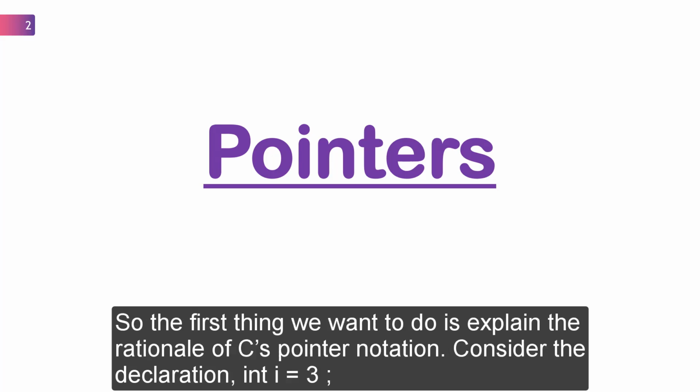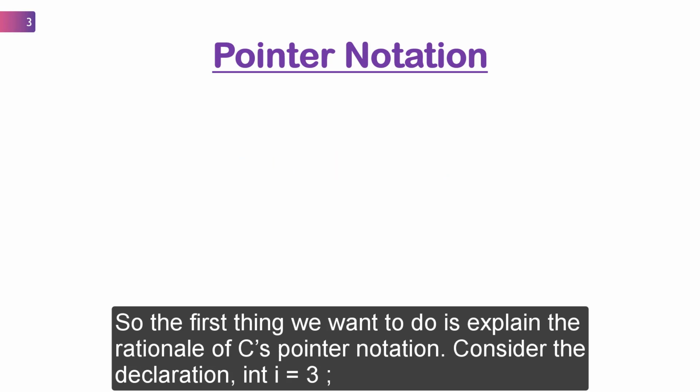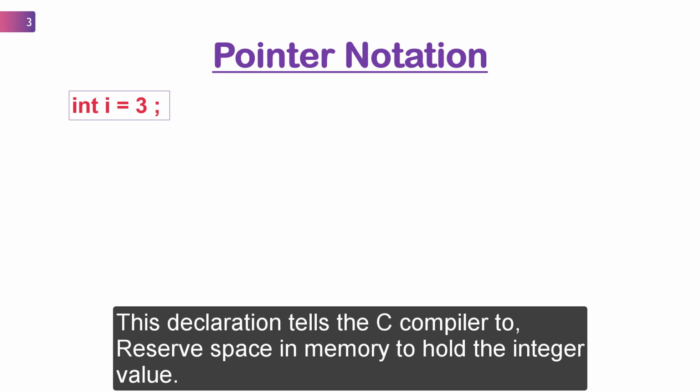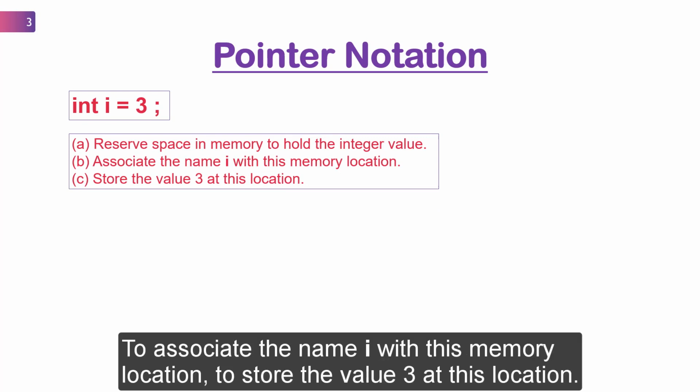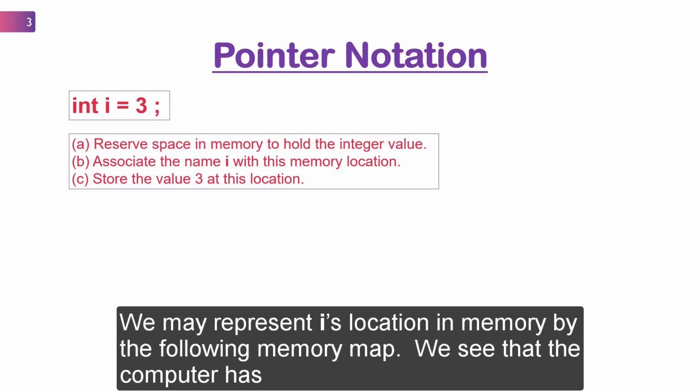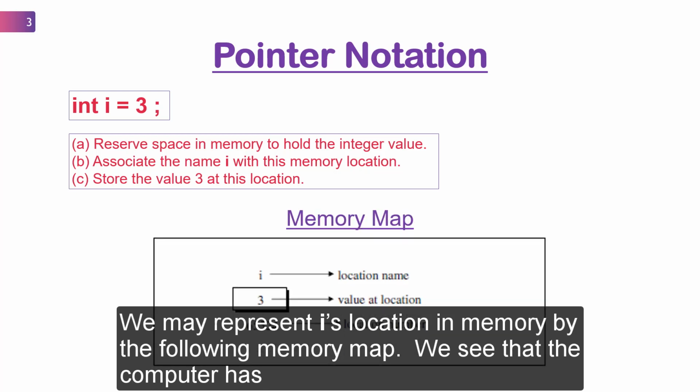So the first thing you'll be looking into is pointer notation. Consider the declaration int i = 3. This declaration tells the compiler to reserve space in memory to hold the integer value, to associate the name i with this memory location, and to store the value 3 at this location. We may represent i's location in memory by the following memory map.